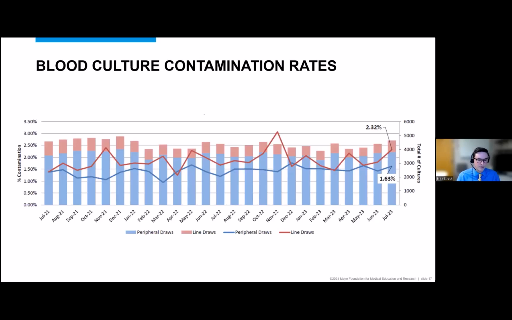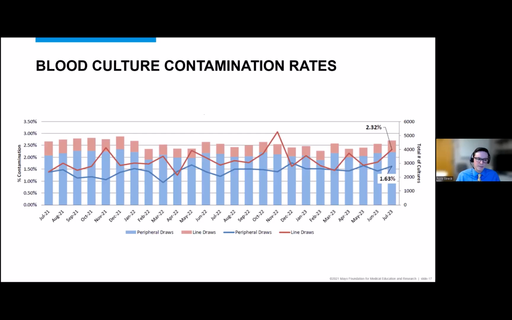This is just an example of one way that data can be tracked and displayed by looking at blood culture contamination rates. This particular display is showing on the right-hand side the total number of cultures that are collected from either peripheral or line draws. And then the lines going across over the 2-year period are tracking the contamination rates. And you can see that for the most part of this 2-year period, as I mentioned, the line draws, those intravascular devices, are responsible for higher rates of those common blood culture contaminants.